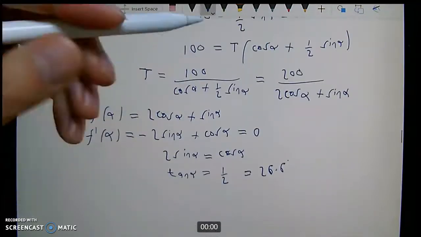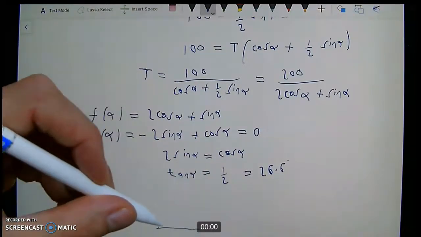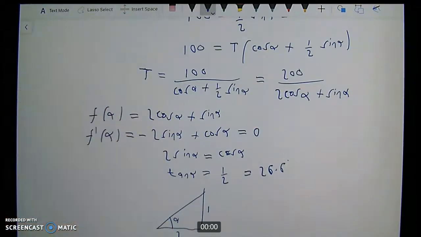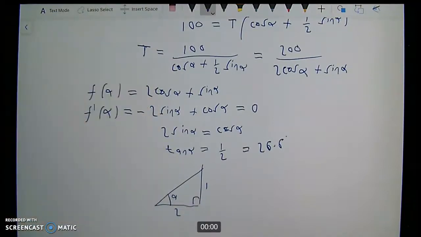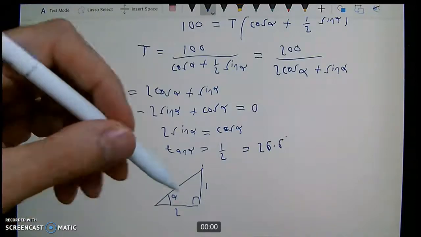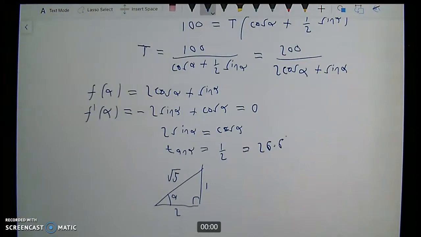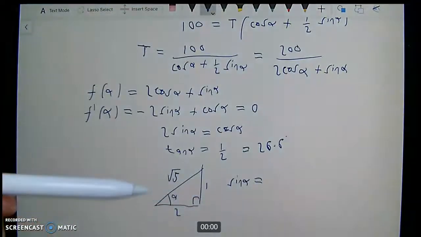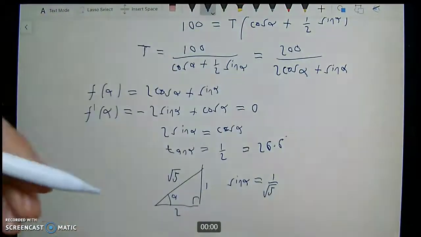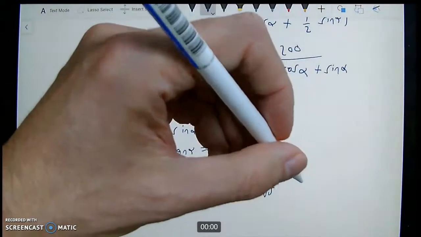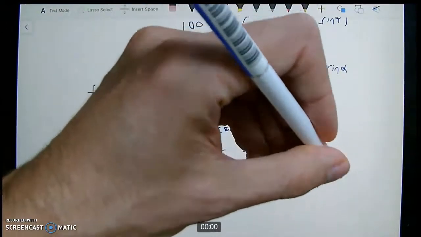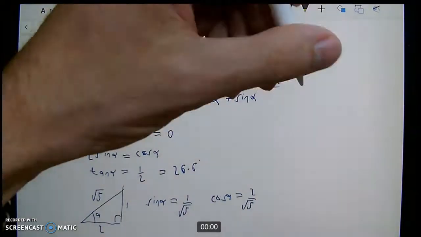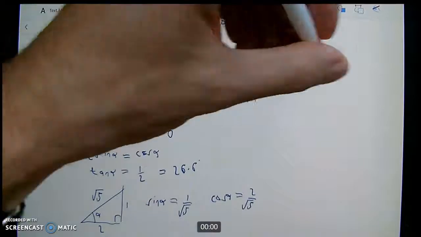And finally, what is the value of that minimum? So if alpha is an angle whose tan equals a half, that's tan is opposite over adjacent, equal to a half, then the length of the hypotenuse, square root of 2 squared plus 1 squared, is root 5, and that means that the value of sine alpha, opposite over hypotenuse, is 1 over root 5, and the value of cos alpha, adjacent over hypotenuse, is equal to 2 over root 5.